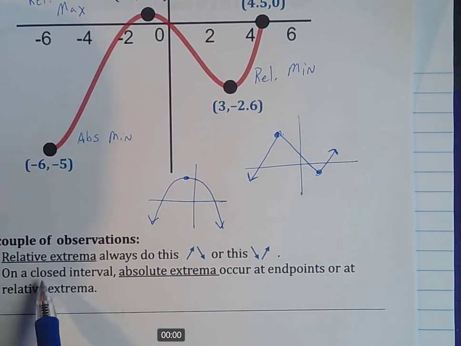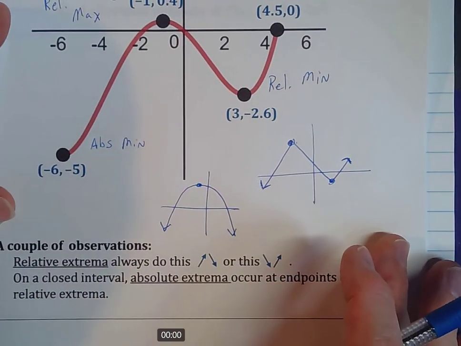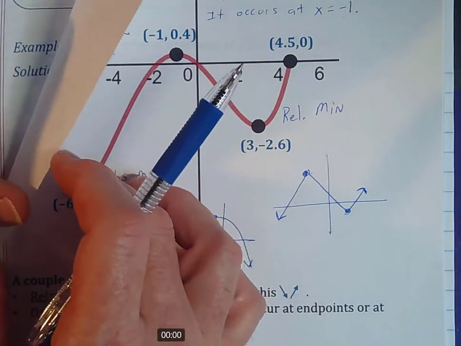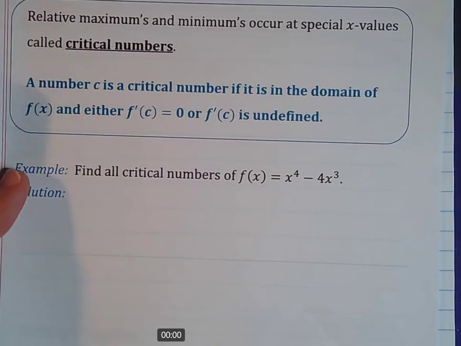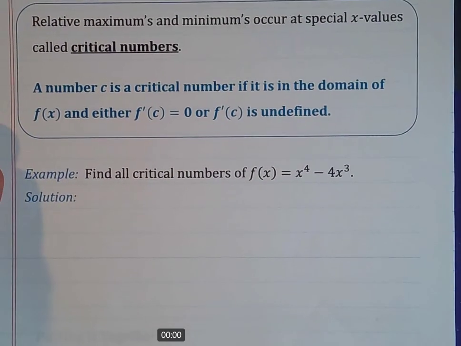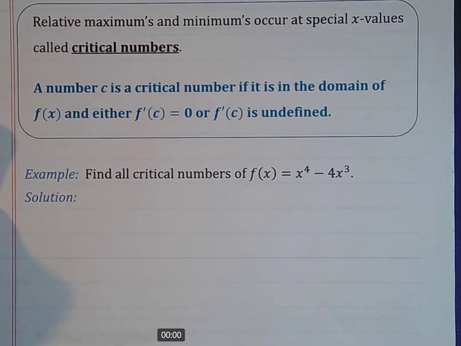So we're going to start off just by talking about closed intervals and see if we can figure out how to find those kind of maxes and mins first. Now, relative maxes and mins occur at special x values that are called critical numbers.